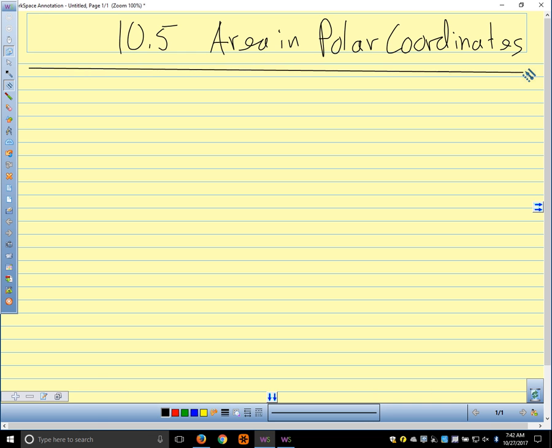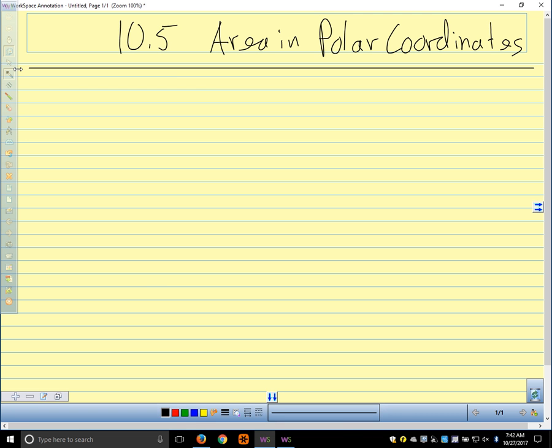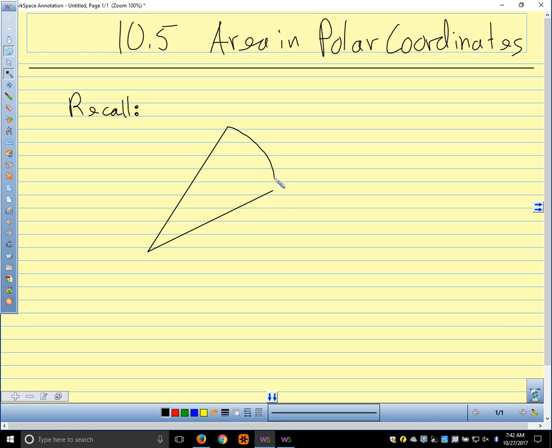So in order to come up with a way to find areas enclosed by curves in polar coordinates, we're going to use sectors of circles. Recall something else that we have been presented at one point. If we have a sector of a circle, so something like this, a slice of pizza, and this angle is theta, and our radius is r.